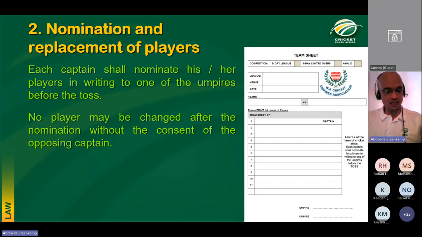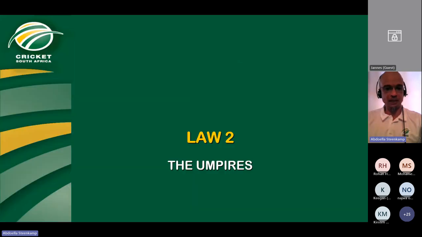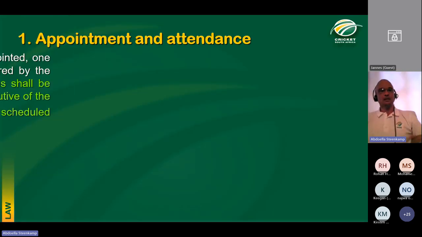If a side wants a player to be replaced and they inform the umpires, they need to go to the opposing captain and ask permission if he or she will allow this player to be changed. If yes, you'll allow the player to be replaced. If no, no consent is given, unfortunately, that player may not be replaced.